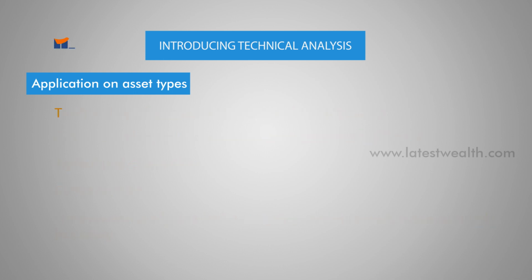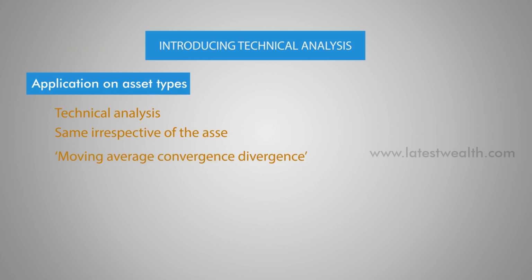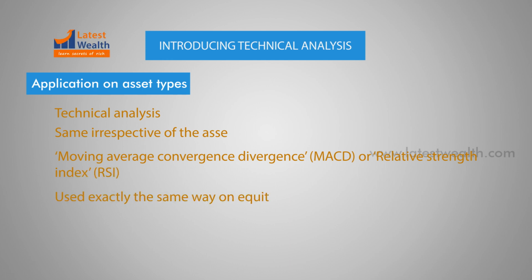So every time you choose a commodity, the fundamental analysis type changes. However, the concept of technical analysis remains the same irrespective of the asset you are studying. For example, an indicator such as moving average convergence and divergence, MACD, or relative strength index, RSI, is used in exactly the same way on equity, commodity or currency. So here, 3-4 birds with one shot.